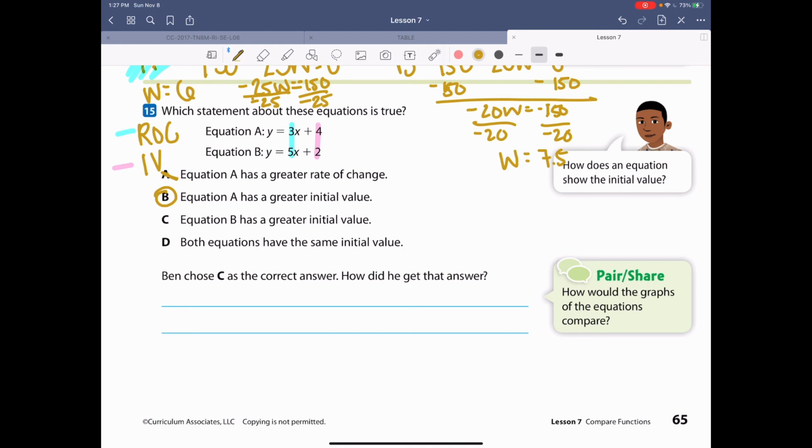Let's just make sure we were correct, though. C, equation B has a greater initial value. No, 2 is not greater than 4. And then D says both equations have the same initial value. They do not. One is 4, one is 2.